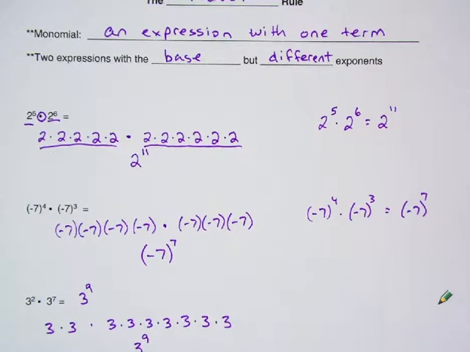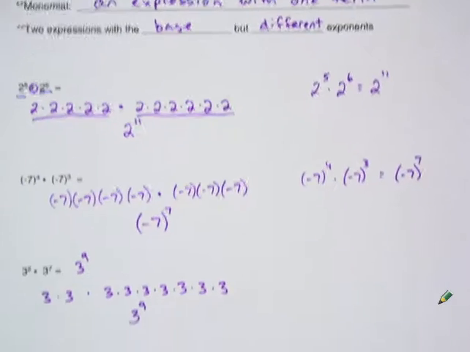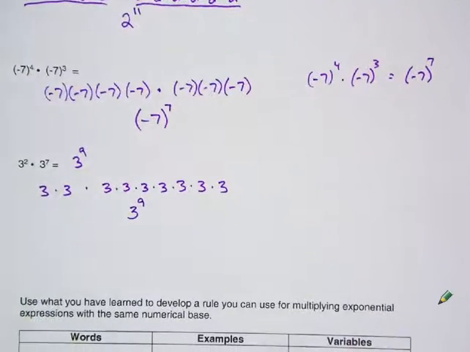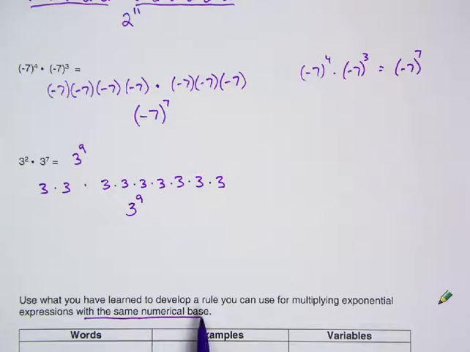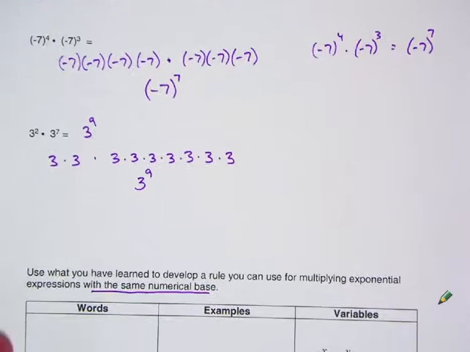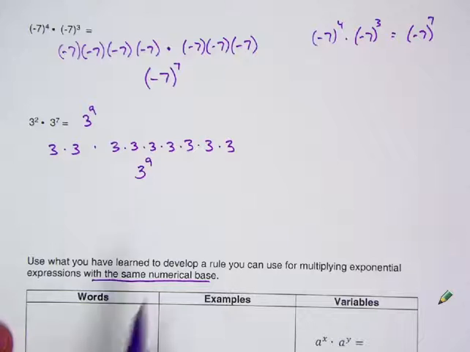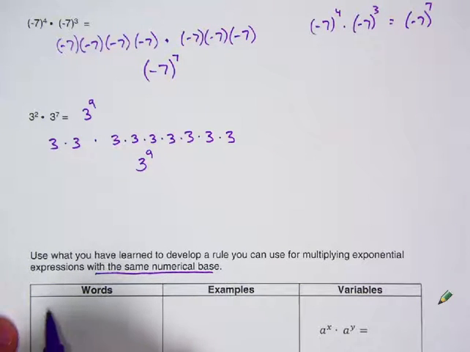Well, if you figured out in words what we are doing, we want to develop a rule that we can use for multiplying any exponential expressions with the same numerical base. It looks to me what we did, we started with 3's as our base, we ended with 3 as our base. So the first thing we do is we keep our base the same.